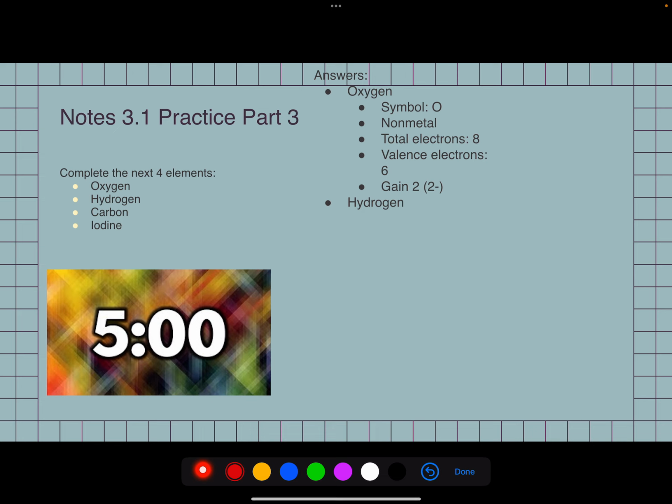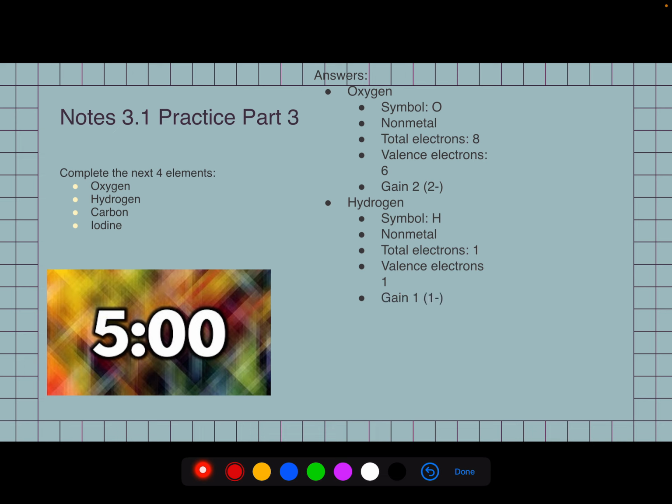Hydrogen here. First, symbol H. It is a non-metal, right? So hydrogen is the only one in that first column that is a non-metal. There's 1 total electron. There's 1 valence electron. So now, I know a lot of you guys think, okay, well, it's going to want to lose 1, right? Because that's what's been happening with all the others. But not in this case. It's going to want to gain 1, right?